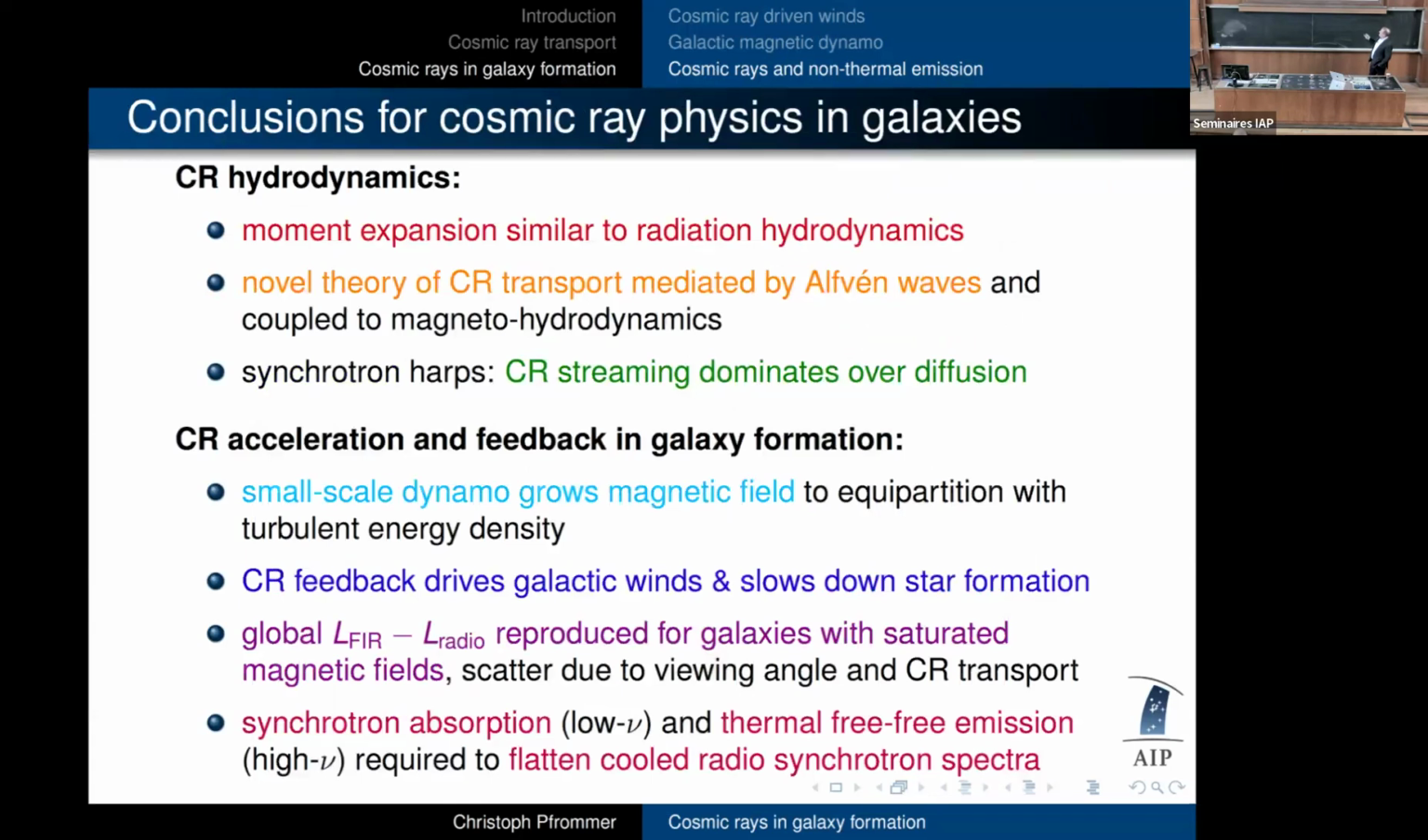A small-scale dynamo grows the magnetic field to equipartition with the turbulent energy density. Cosmic ray feedback drives out galactic winds and slows down star formation. And these models reproduce the global far-infrared radio correlation for saturated magnetic field, and the scatter is due to wing angle and cosmic ray transport. And most importantly, synchrotron absorption and free emission is required to flatten the cooled, steep synchrotron spectra.